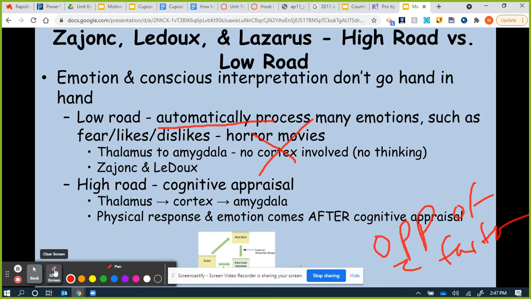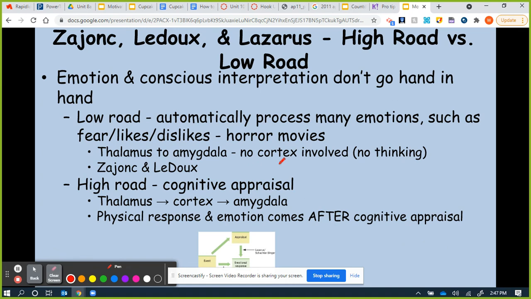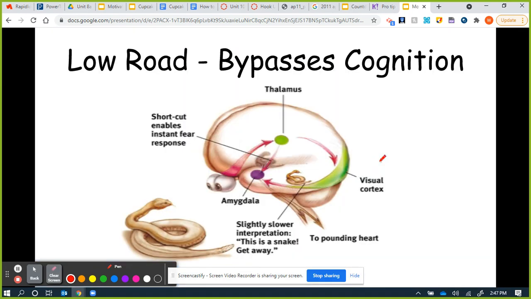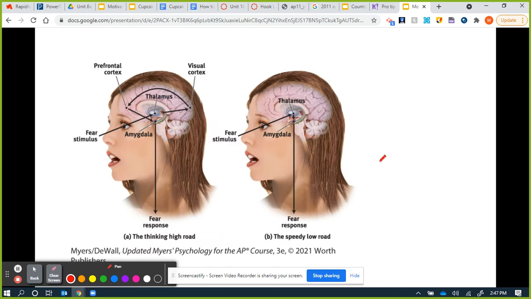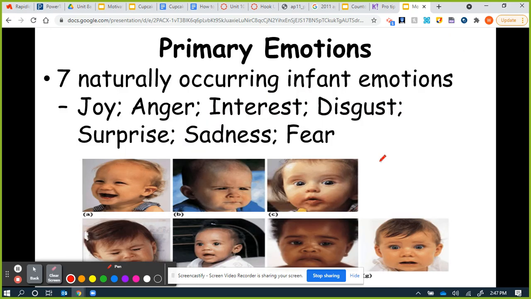All right, are there any questions about that? Okay, so there's the low road, and then there's the high road.